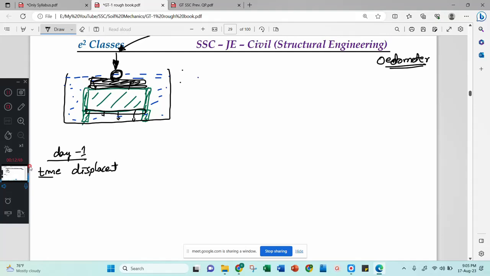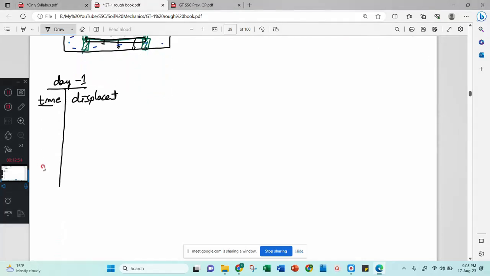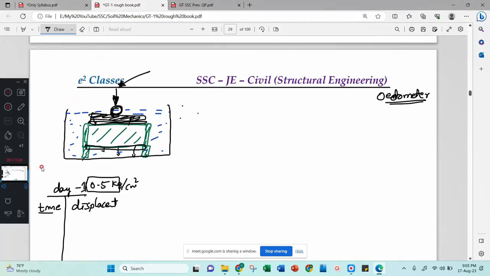This is the first day table. And for day 1, how much load you are applying, you will write it here. The first day I will apply 0.5 kg per centimeter square. This much load I will apply. Where I am applying? Here I am applying 0.5 kg per centimeter square.